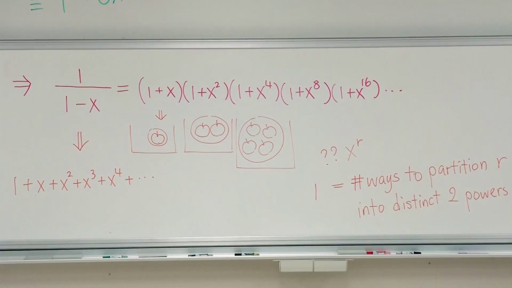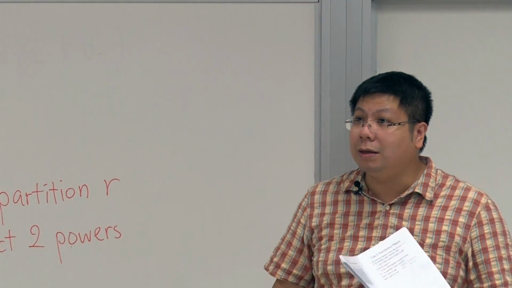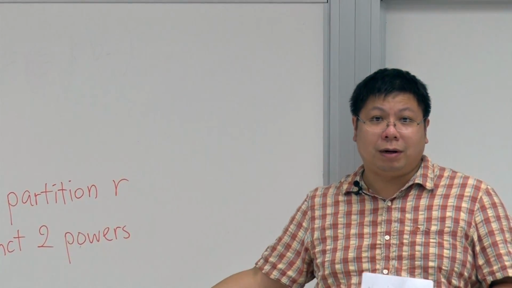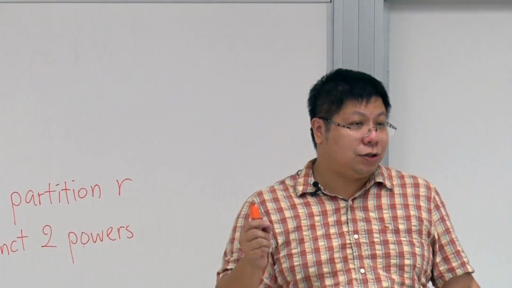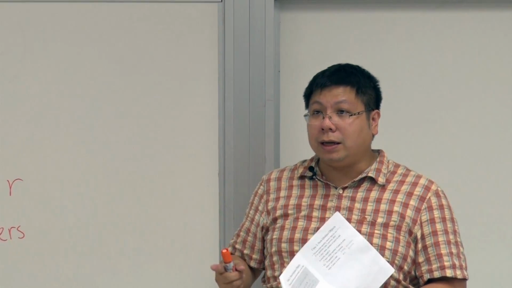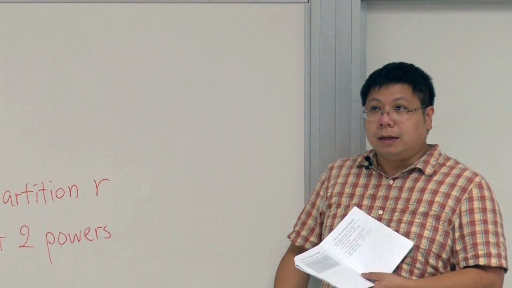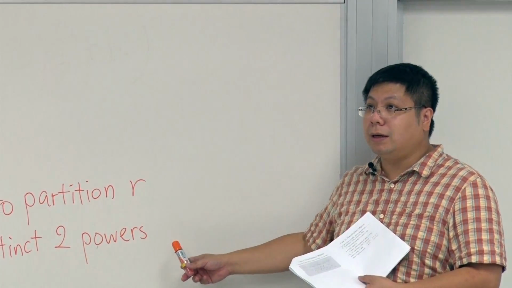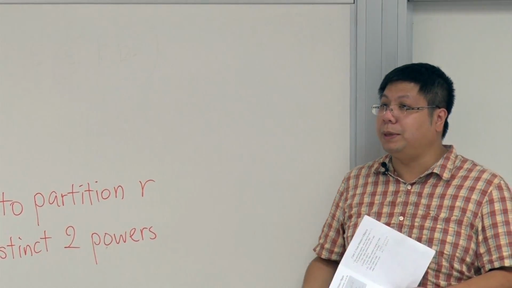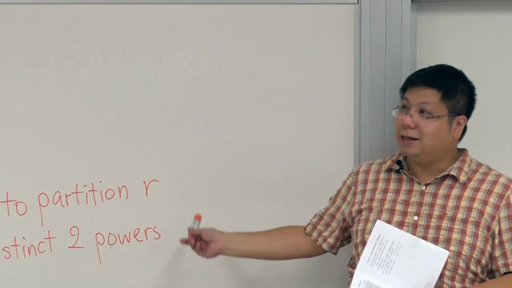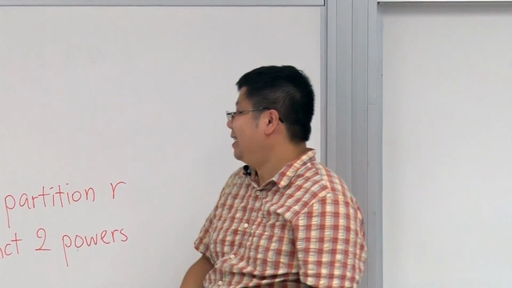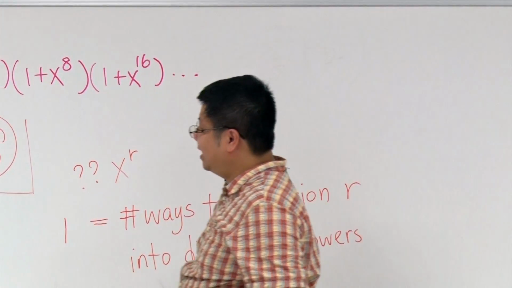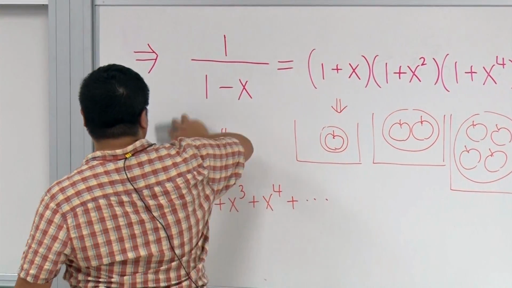For 3, it is 2 plus 1. For 7, it is 4 plus 2 plus 1, right? For 16, it is 16. Is that okay? So every positive integer, or every integer greater than or equal to 0, has exactly one way to be written as a sum such that each part is a 2 power and no 2 power is repeated. Is that okay? If you are okay with this, could you please raise your hand? Okay? Good. Just make sure you understand things.